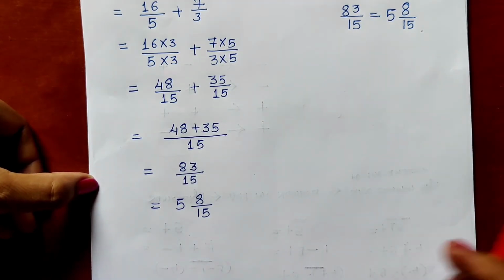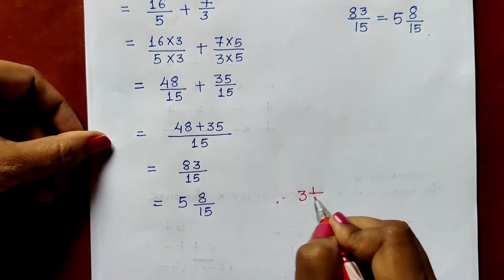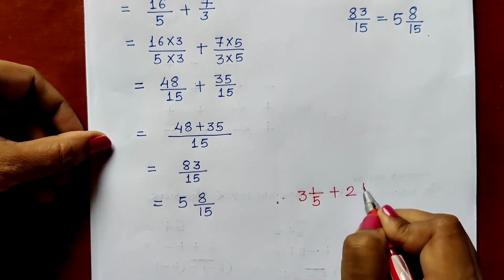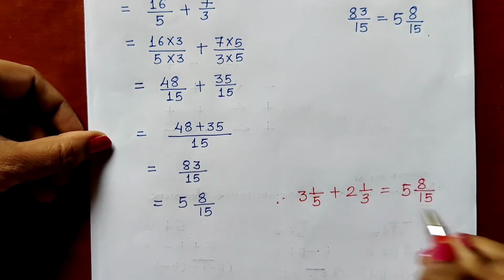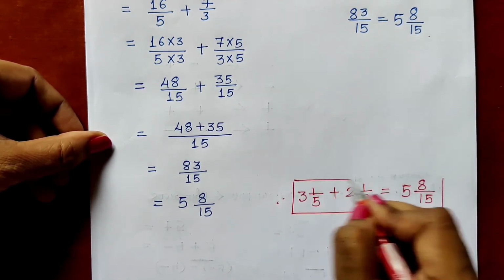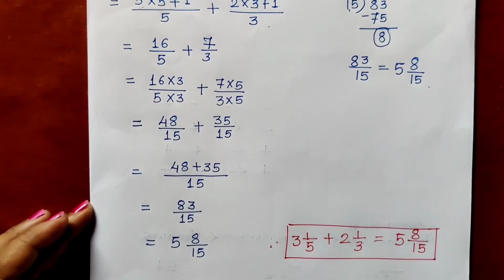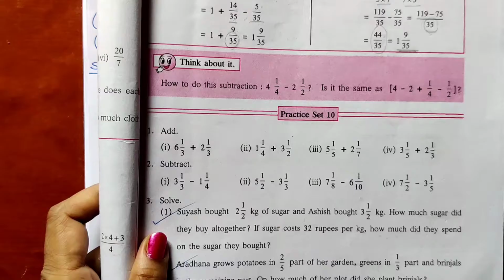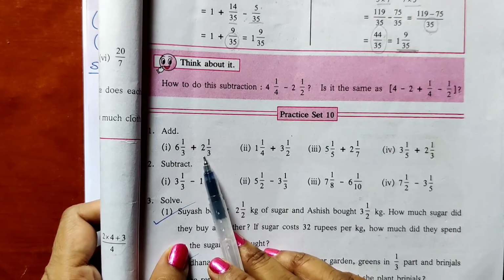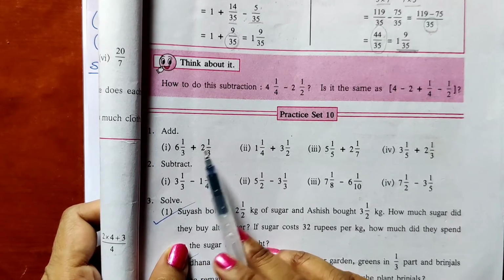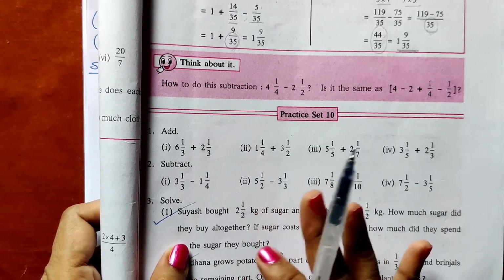Write the answer. Therefore 3 integer 1 upon 5 plus 2 integer 1 upon 3 is equal to 5 integer 8 upon 15 is the answer. In this way we have completed our question number 1. Now let us go on to the second question, the subtraction question. Question number 2, subtract. Now for subtraction also we will be applying the same method as we have applied for addition. Only in place of addition there is subtraction. Otherwise the method is same, the procedure is same.